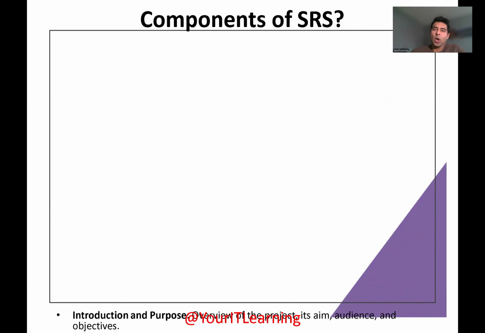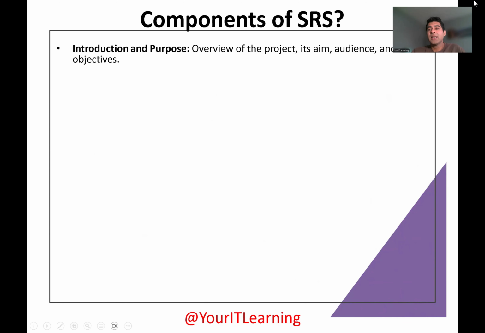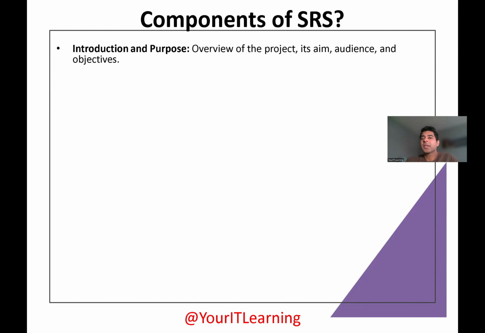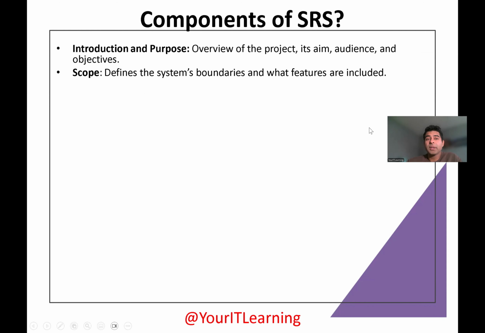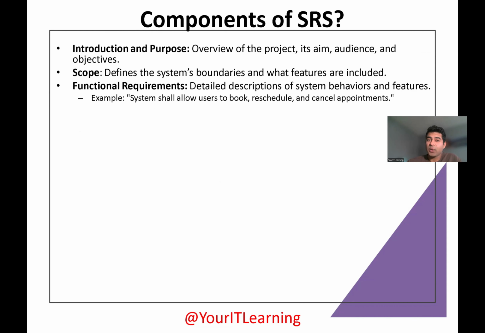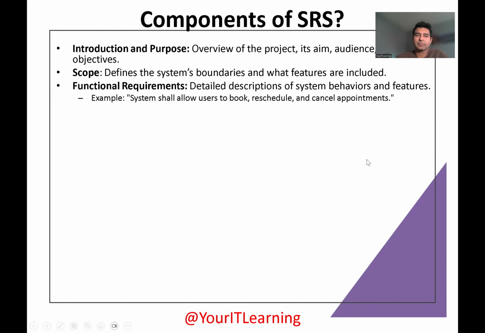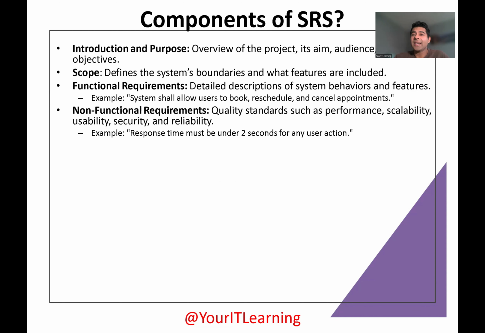Now let's talk about what the components of SRS are. Introduction and purpose: it gives an overview of the project, its aims, audience, and objective. Scope: it defines the system boundaries and what features are included. Functional requirements: it details the description of system behavior and features. For example, the system shall allow users to book, reschedule, and cancel appointments. Non-functional requirements: quality standards such as performance, scalability, usability, security, and reliability. For example, response time must be under 2 seconds for any user action.